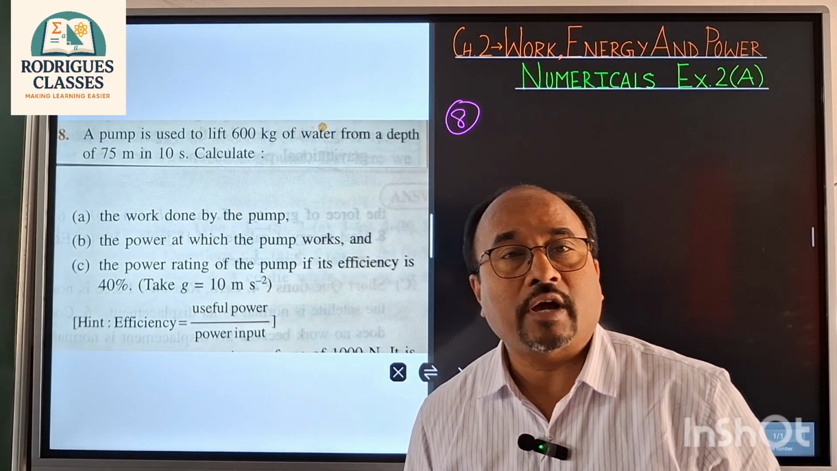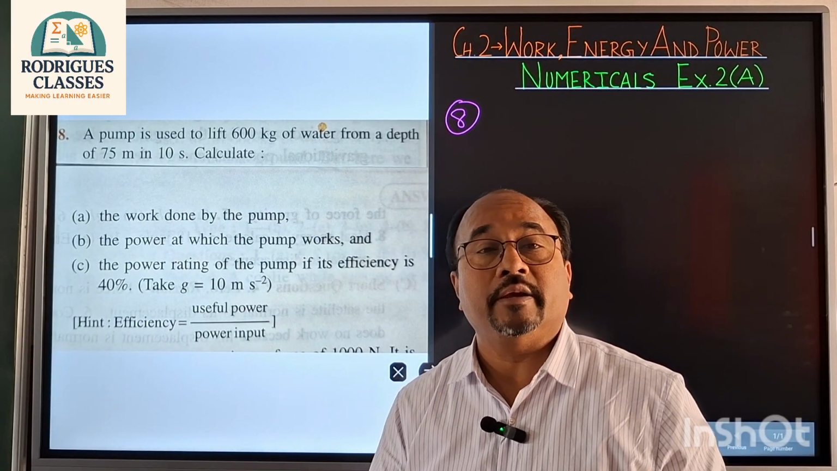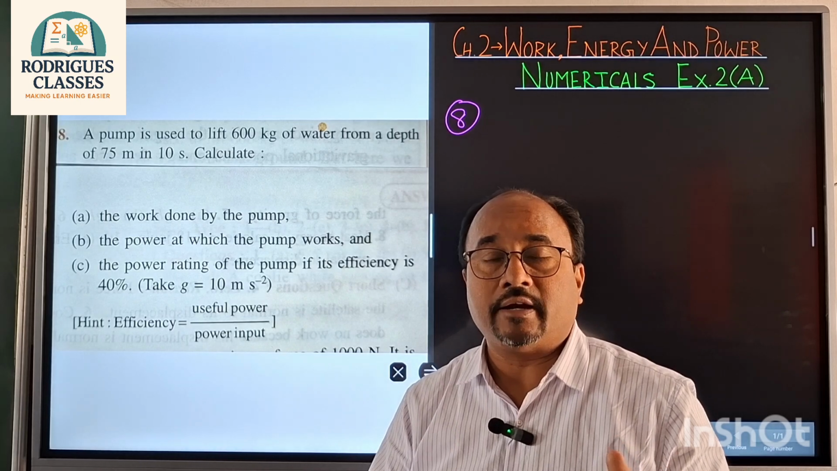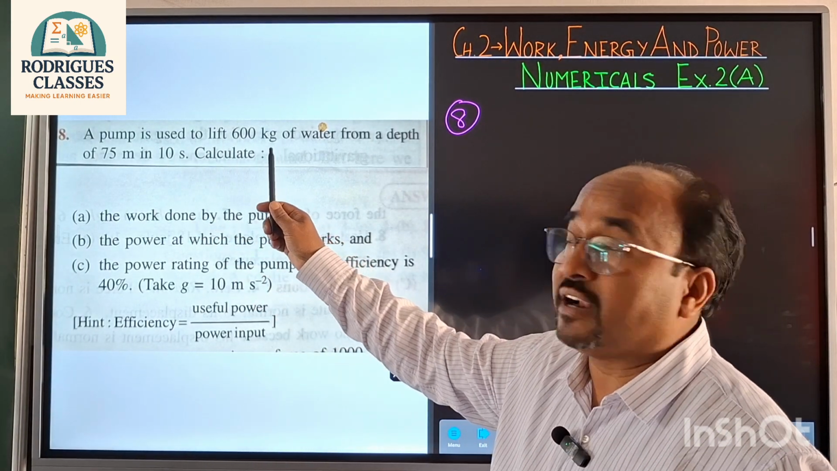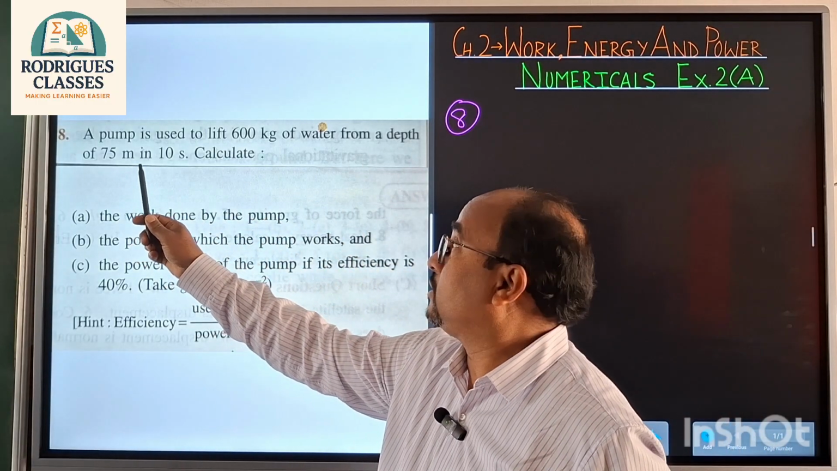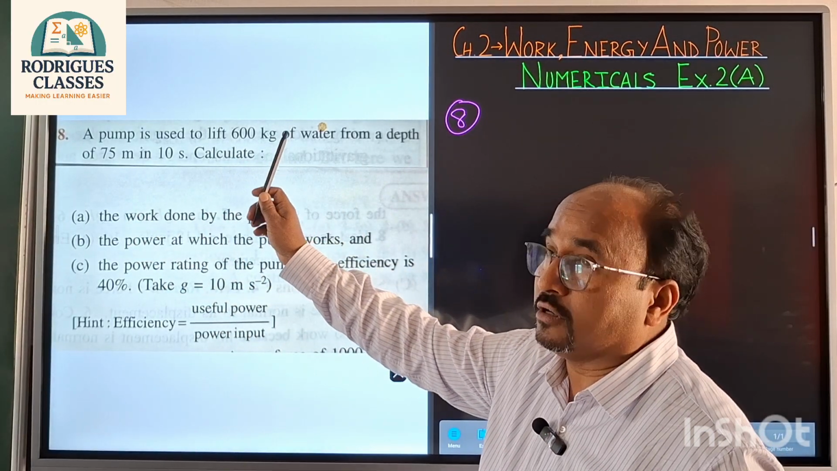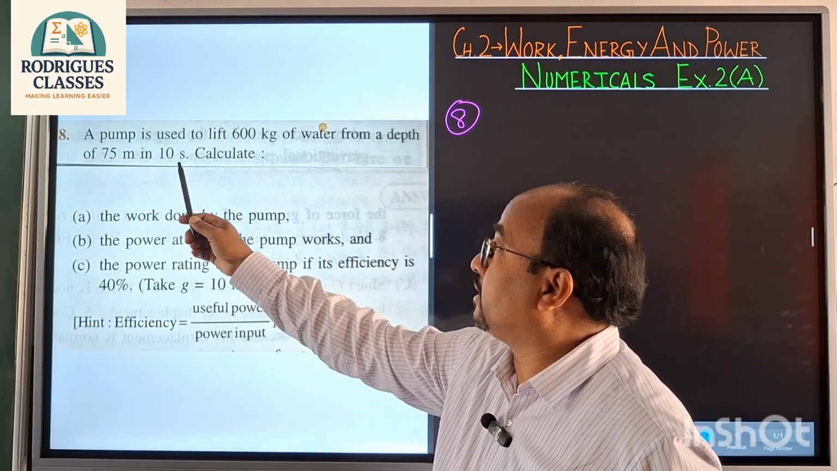Now let us look at this numerical number 8. It will teach you a lot of things, an important numerical. Try to understand properly. The question says a pump is used to lift 600 kg of water from a depth of 75 meter in 10 seconds. So the mass of water is given, the depth can be taken as the height, and the time is given.